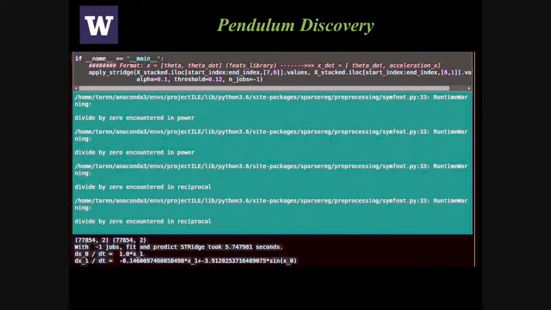Here's the answer. dx0/dt is equal to x1. dx1/dt is some small number times x1, plus negative sine x0. This is the nonlinear pendulum with damping. Got it right out of the data, right out of this regression. It works on real data, right?